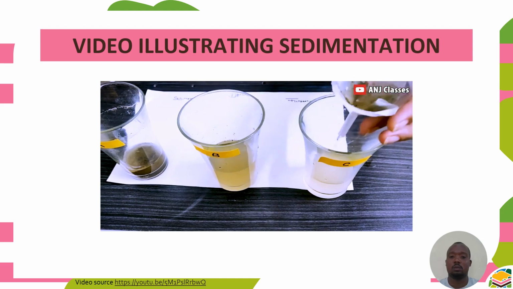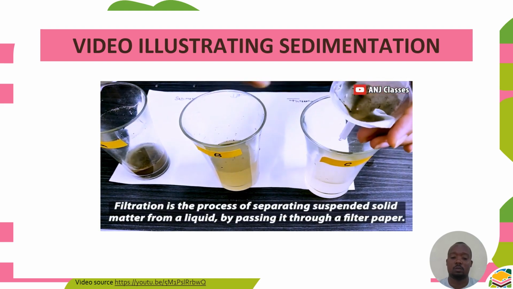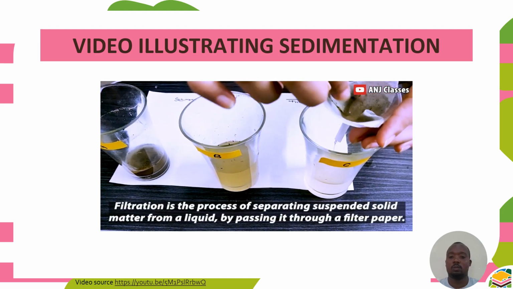You can see in this filter paper fine impurities, they are settled. So filtration is just a process of separating suspended solid matter from a liquid by passing it through a filter paper. Now, if you compare the water in B and C, can you see that the water in C is much clearer and cleaner than the water in B?